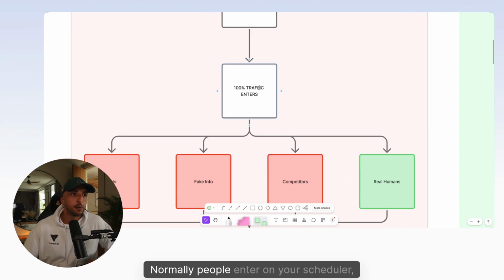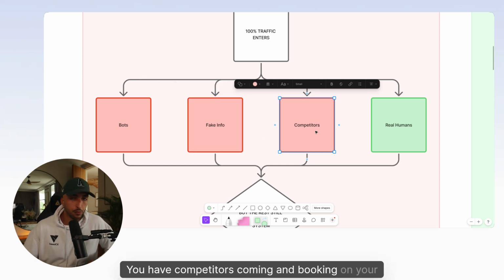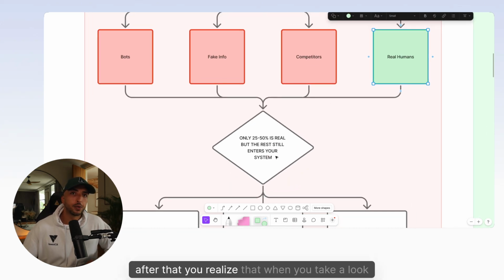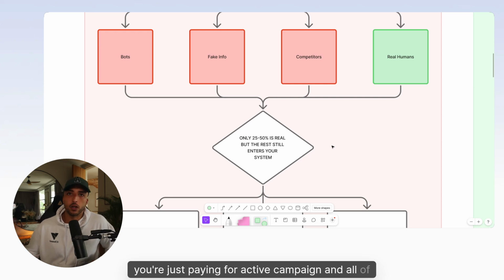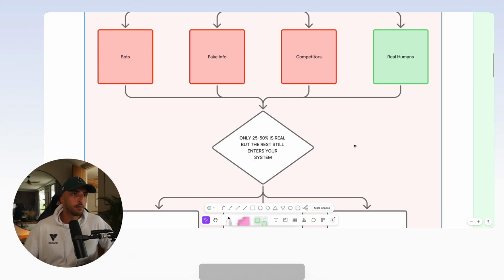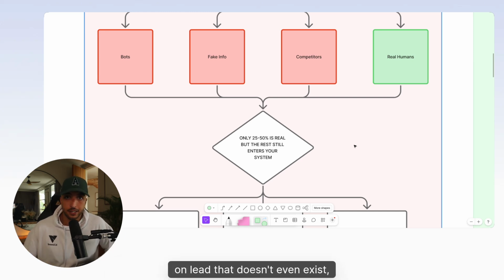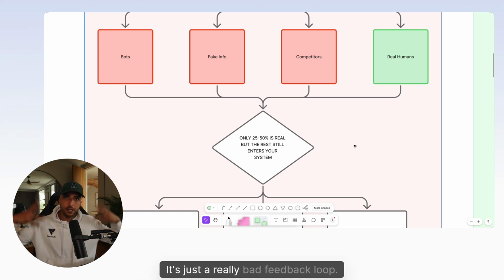What normally happens? People enter on your scheduler, there are bots, there's fake information, people put a fake phone number, fake email, you have competitors coming and booking on your scheduler, and then you have some real humans. You should do a lead quality control of your whole pipeline in your CRM every quarter. Hope you're doing that, a cleanup, because otherwise you're just paying for ActiveCampaign and all of the software for nothing, and your sales team is focusing on leads that don't even exist. Doesn't make sense. So you need to overstaff, then you need to manage more people. It's just a really bad feedback loop.